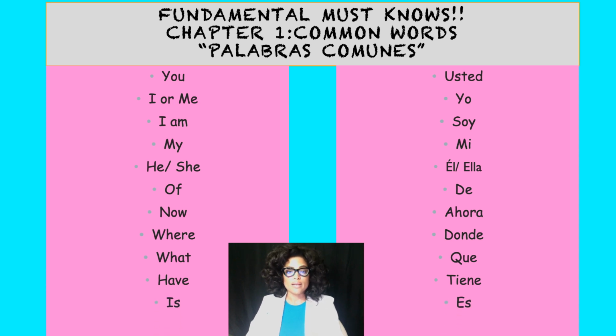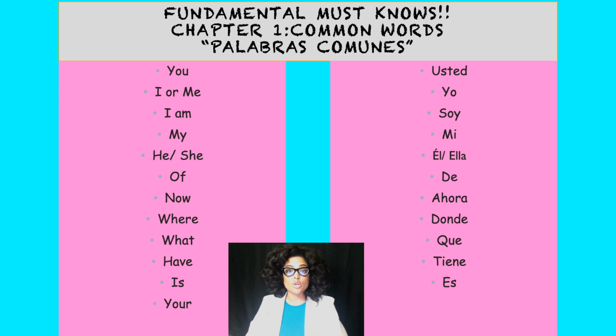Then you have the word "is," and that's translated into "es." So "is," just take the I out, and "is" is "es." For example, "mi nombre es," my name is Margarita. "Mi nombre es Margarita." So that is "is" in English, but "es" in Spanish.